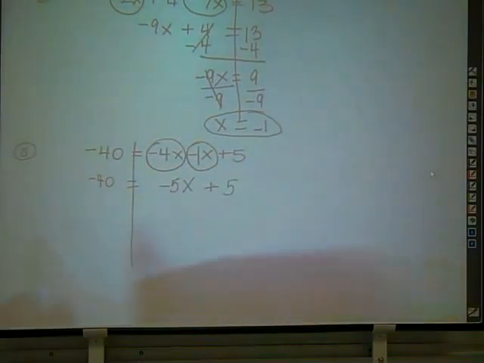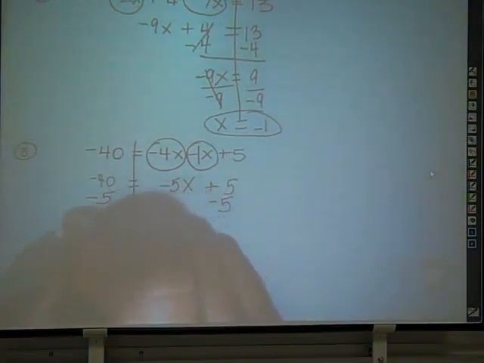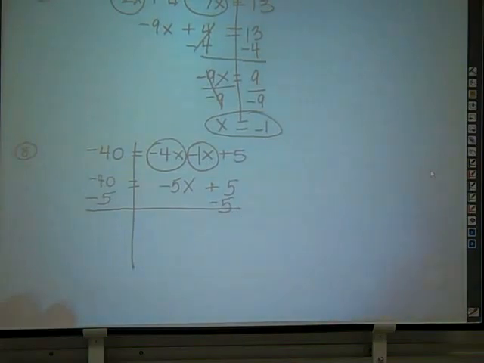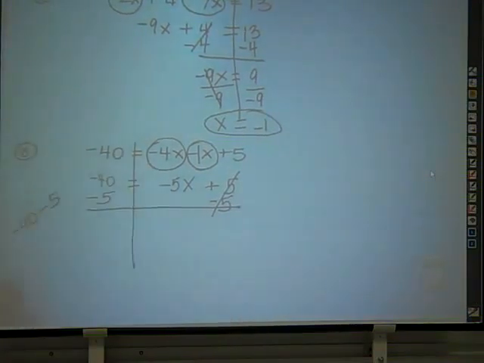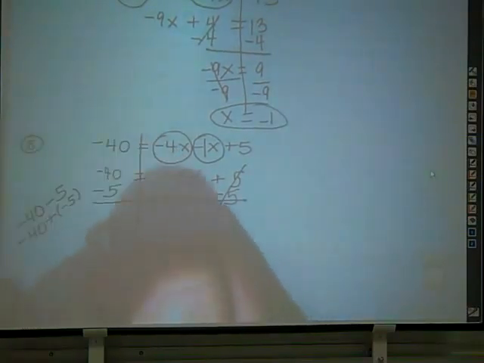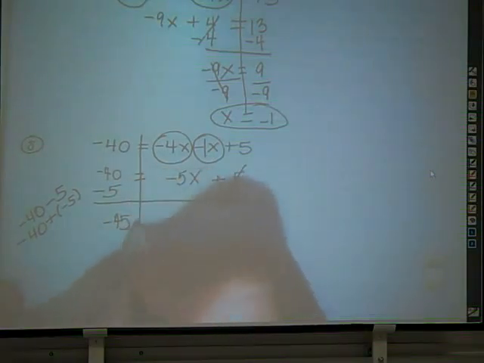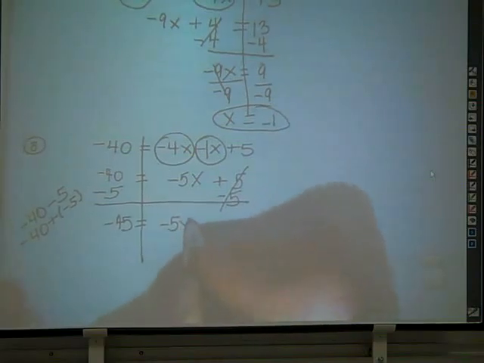Next step, take this 5 to the other side. To do that, opposite sides, opposite operation, subtract 5 from both sides. Now the 5's are gone. Over here we have negative 40 minus 5. If I do leave, change, change, I should get negative 45. On the right-hand side, I still have negative 5x.